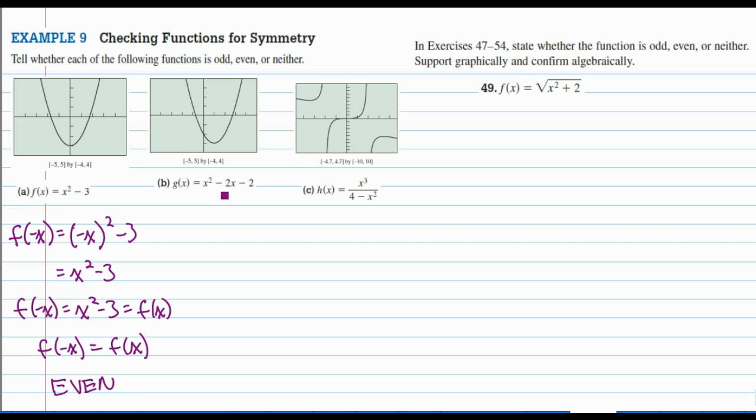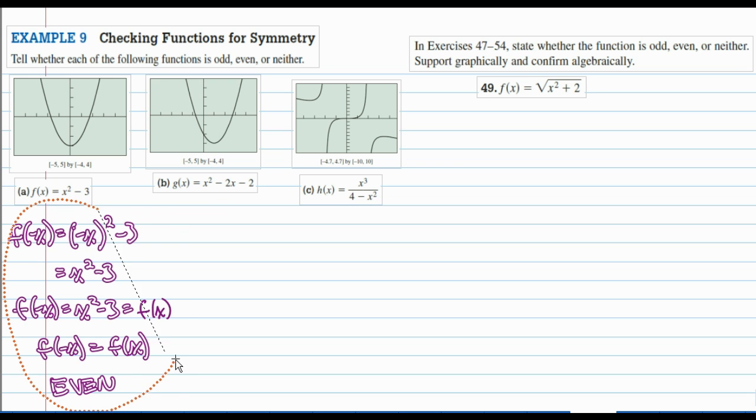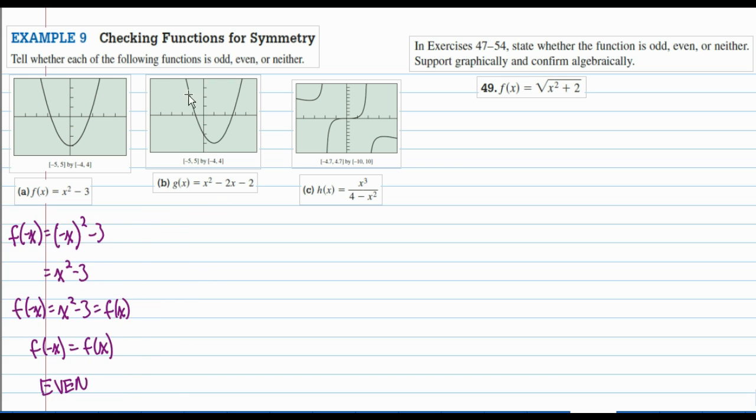Part B. To me, that looks like an even function, or it should be an even function, but if I concentrate on the y-axis, it is not the same on the left of the y-axis as it is on the right of the y-axis. So parabolas all have some sort of symmetry, but specifically even symmetry means it has to be the same on the left and the right of the y-axis.